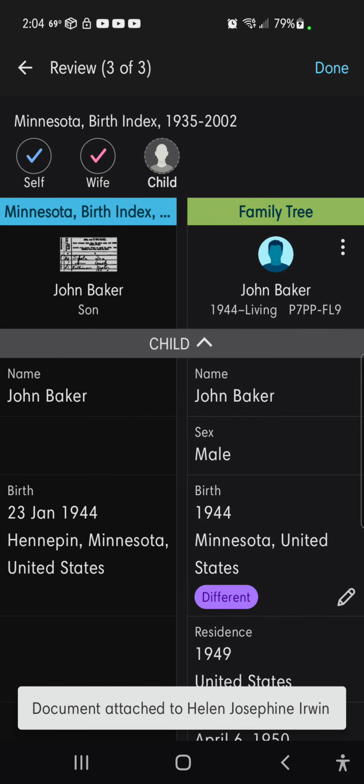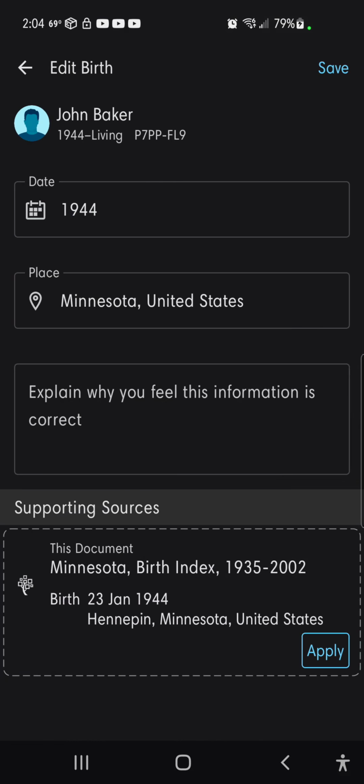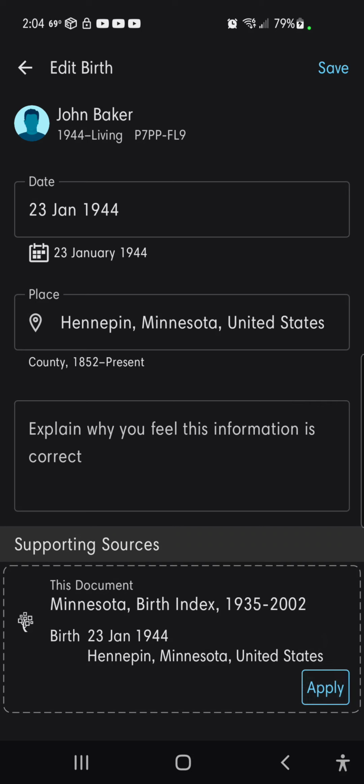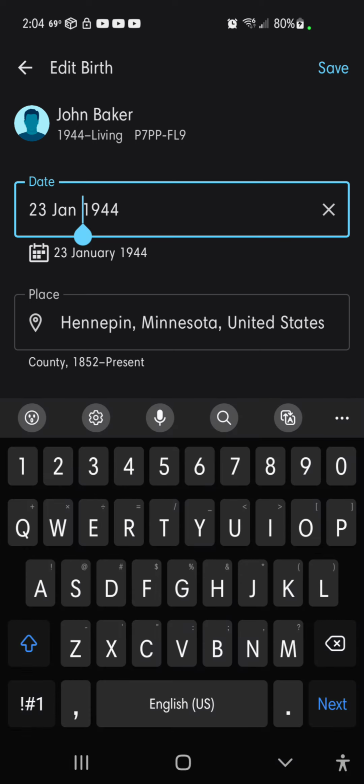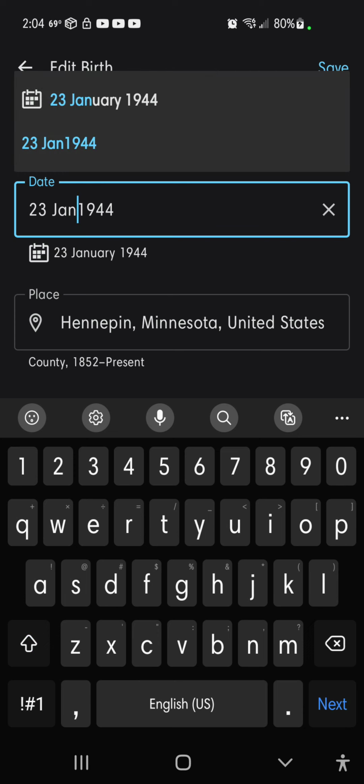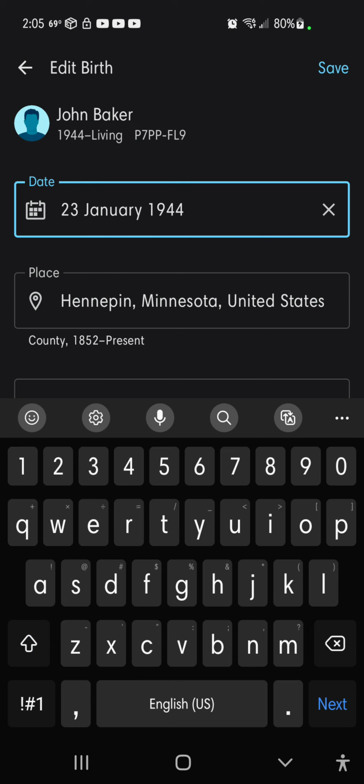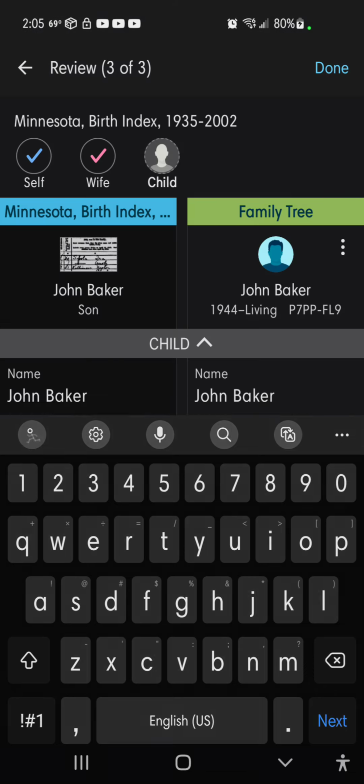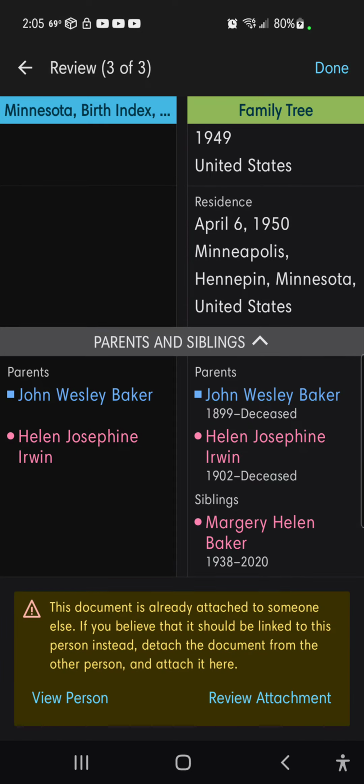We want to give him his specific birth date, right? So superior information is over inferior information. The birth record is better than an estimated year of birth in a census. And also formatting, very important. See that the month is called January. It's not called Jan. So we're going to back arrow one and it's going to bring up the correct information. Hennepin County, Minnesota, United States is correct. We save it. And that is how we layer data.